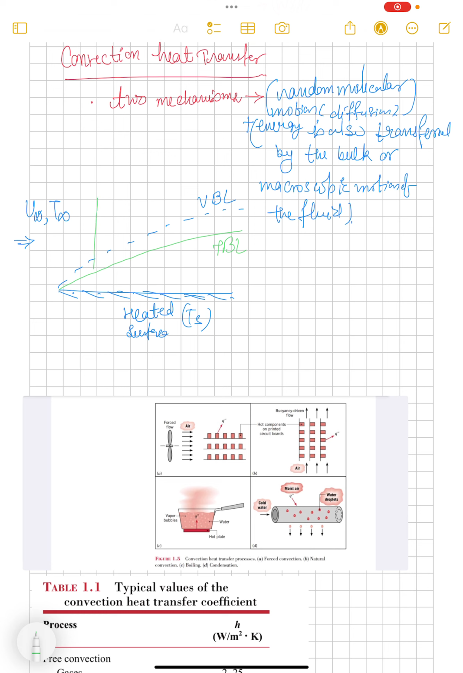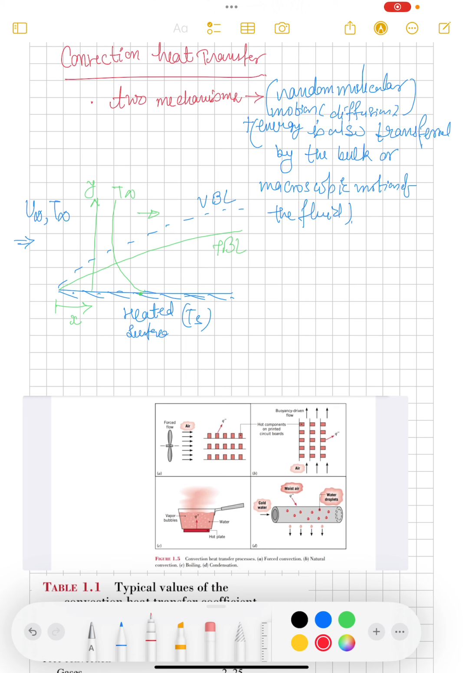So if we draw the velocity profile and temperature profile at any location x, it will look like this. This is the temperature profile I am drawing. Since the temperature is higher at the surface, the layer of the fluid which is in contact with the surface will be at the same temperature as the hot surface. This is called the no temperature jump boundary condition, and the fluid is moving in this direction.